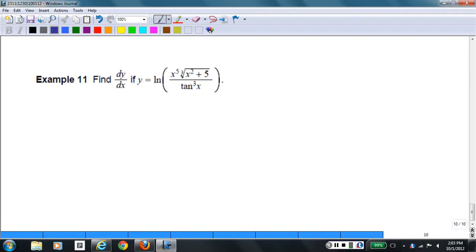And then it's much easier than that. So no derivatives. Natural log of a quotient equals the difference of the logs. So y equals the natural log of x to the 5th times x squared plus 5 to the 1/3, minus the natural log of tangent x cubed.